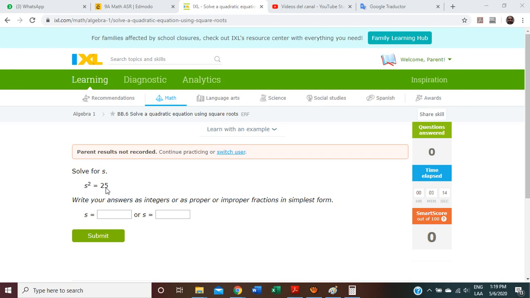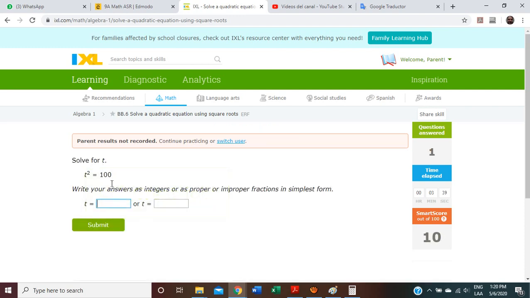What is the square root of 25? Or in other words, what number multiplied by itself equals 25? It is 5. But not only 5, also negative 5, because negative 5 times negative 5 equals 25, because negative times negative equals positive. All right, so it is pretty simple.